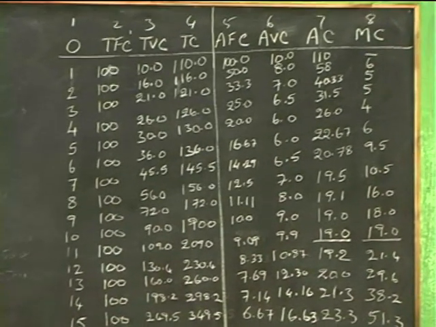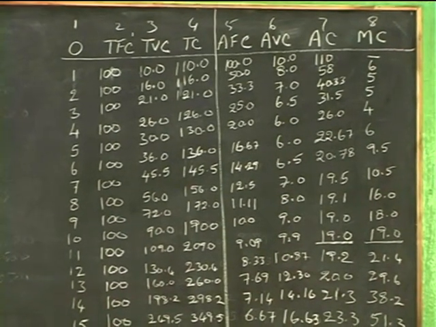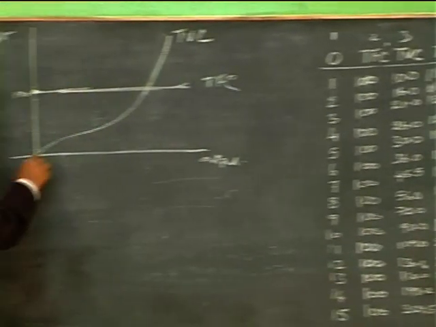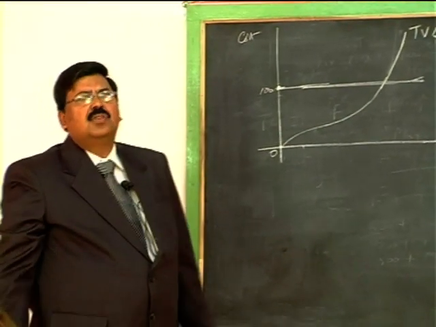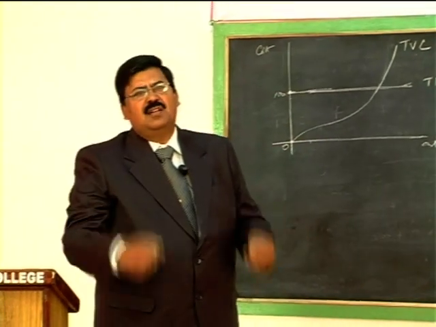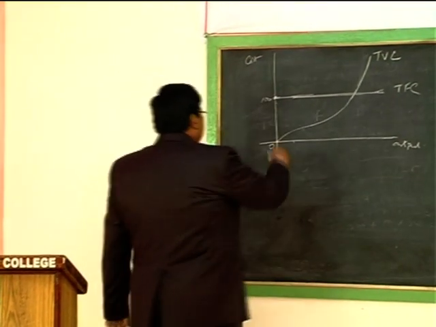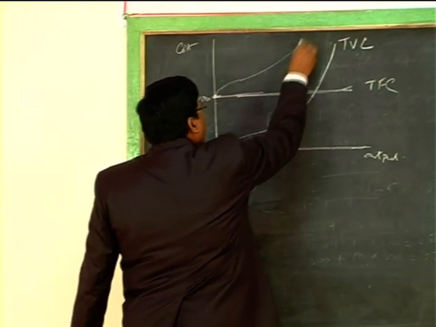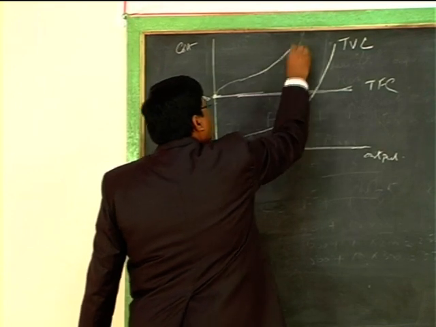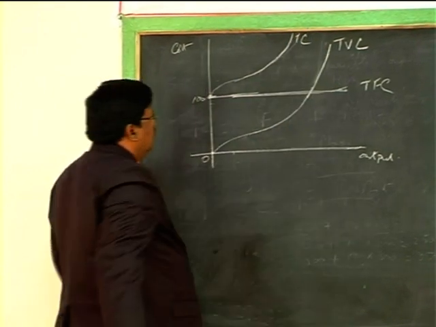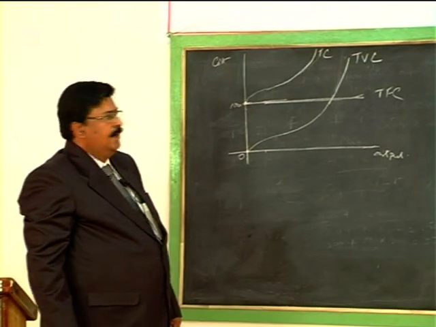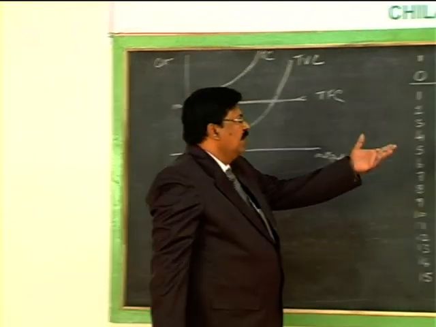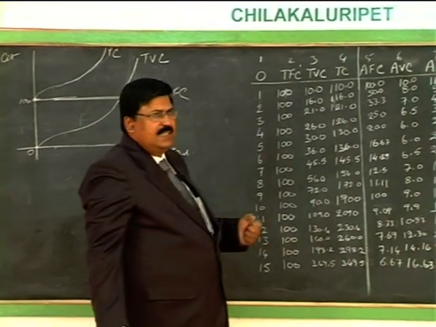Now, if you draw the total cost curve, again it starts from a vertical intercept, because if output is 0, total cost is equal to the fixed cost component. So it starts from the vertical intercept, and it will be like this. Total cost.